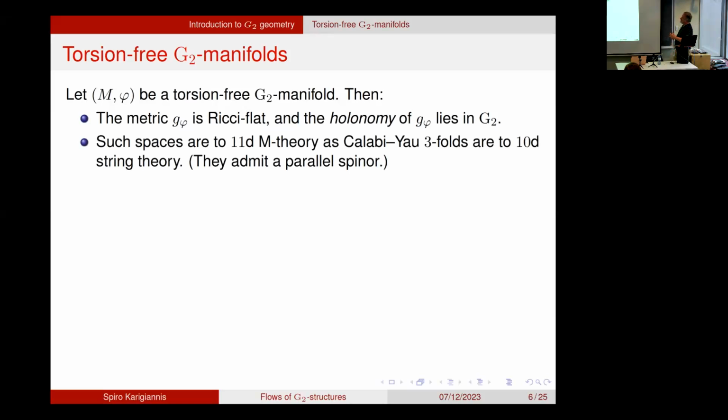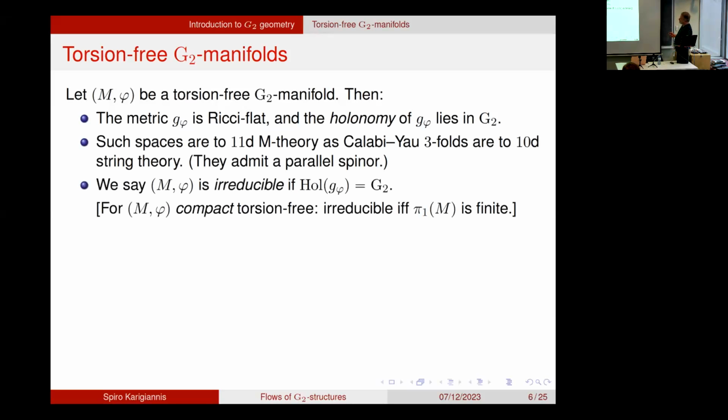These spaces are important in physics. Let's not talk about any physics today. But they basically play the role in 11-dimensional M theory that Calabi-Yau threefolds play in 10-dimensional string theory. And we're going to say that a torsion-free G2 manifold is irreducible if this holonomy is exactly equal to G2, not just a proper subgroup. And this is what we really care about, because if the holonomy is contained in G2 but is strictly smaller, then it's something we understand a little bit better.